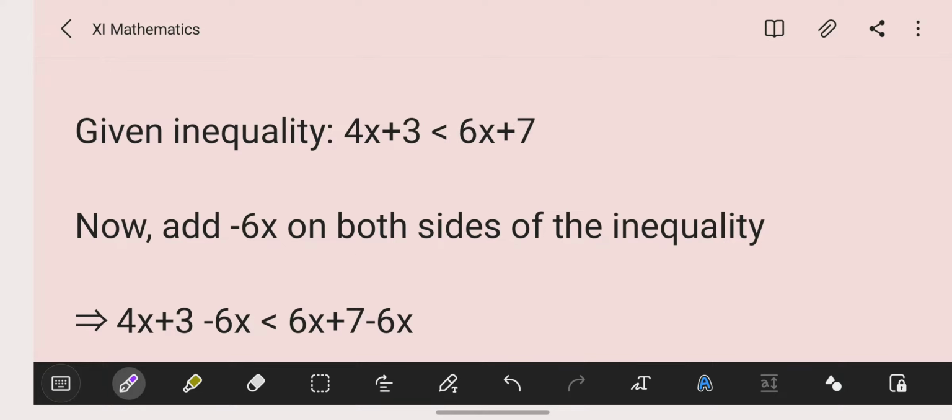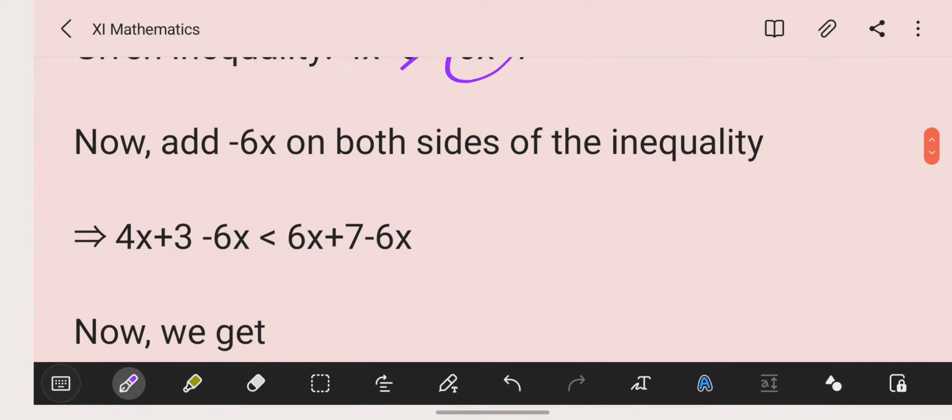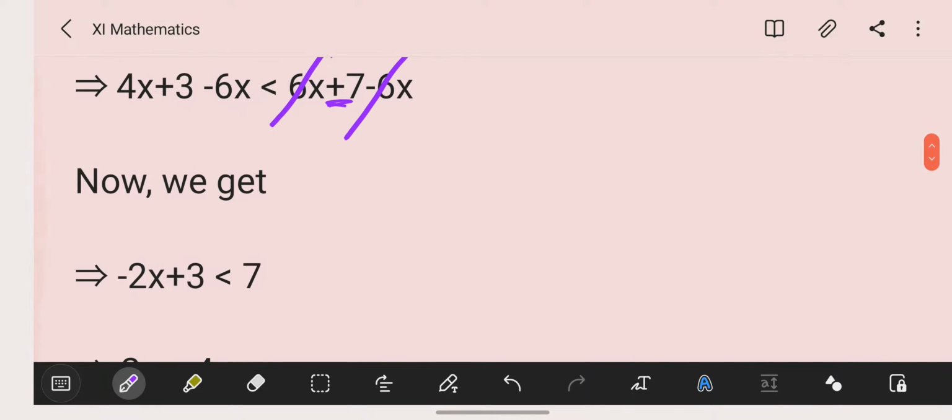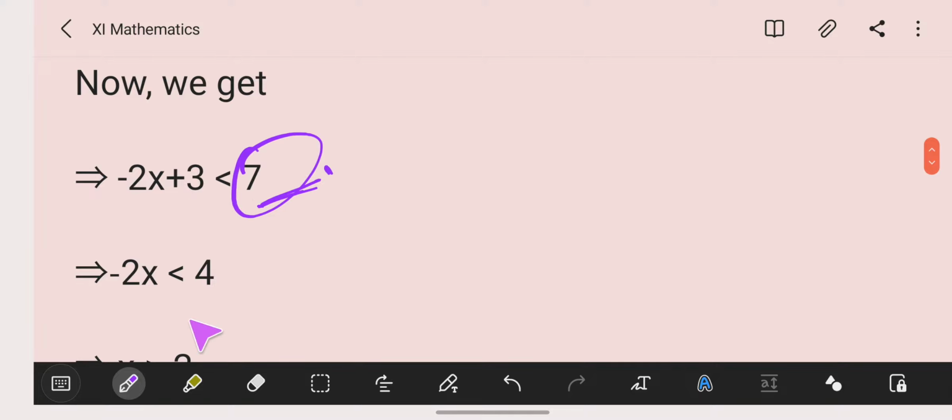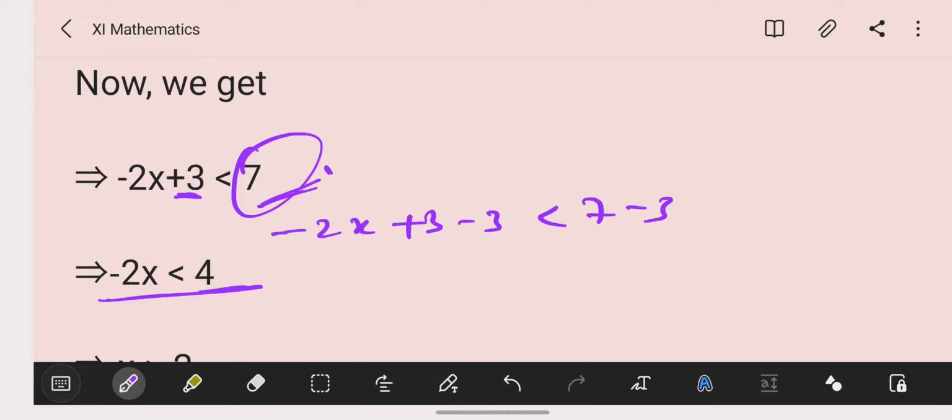The purpose of adding minus 6x to both sides is to remove the 6x from the right hand side. So 4x plus 3 minus 6x less than 6x plus 7 minus 6x. This gets cancelled. We are left with 7 now. Now you got minus 2x plus 3 is less than 7. Now let's remove the 3 from here, so minus 3 to both sides. So minus 2x plus 3 minus 3 less than 7 minus 3. So we get this result: minus 2x is less than 4.